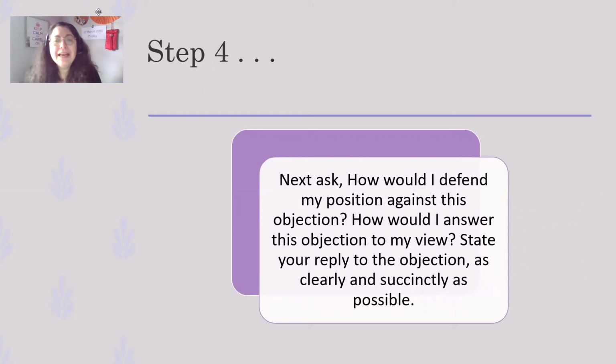Step 4. Next, ask, how would I defend my position against this objection? So you've imagined what the objection would be, and now how do you respond? How would I answer this objection to my view? State your reply to the objection as clearly and succinctly as possible. So go through, state what the opposition is and what your response is all the way through. So you've defined what your argument is, you've imagined what the opposition would say, you've imagined how you would respond.